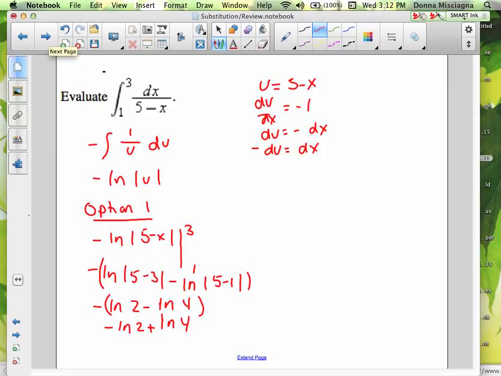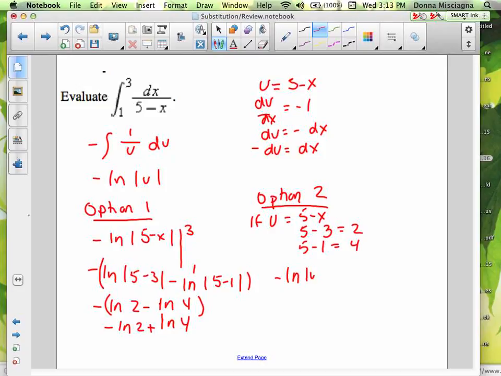Option 2. If u equals 5 minus x, then for the 3 there, it would be 5 minus 3, or 2, and 5 minus 1, or 4. And so then you would just have negative natural log u evaluated from 4 to 2.